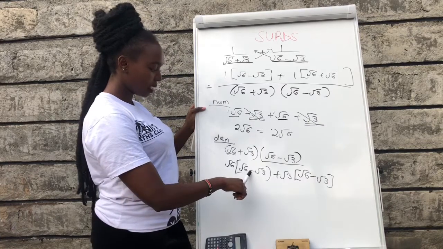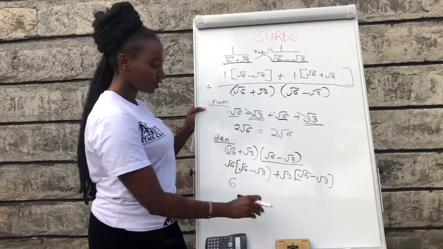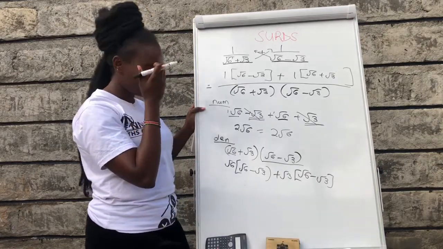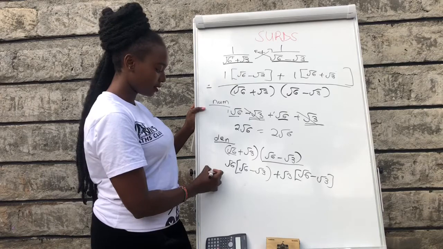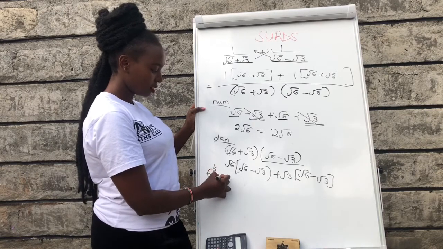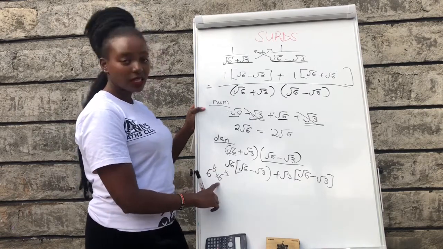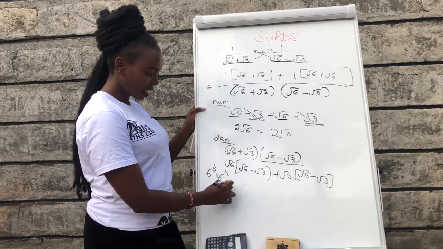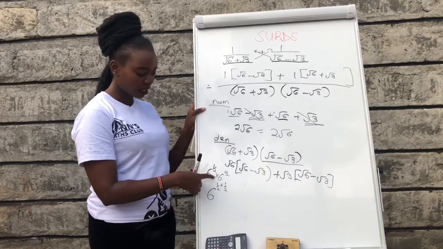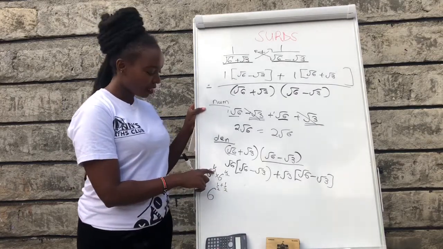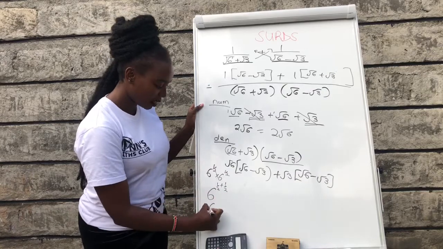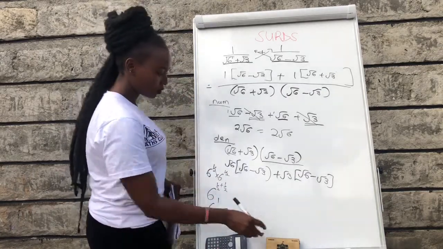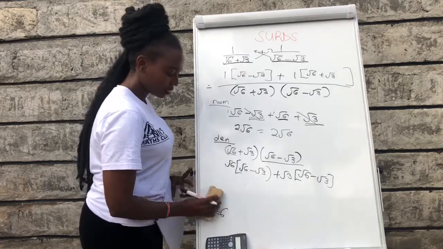So root 6 times root 6, this becomes 6. Let me just show you how it becomes 6, like how we had done yesterday. Root 6 is the same as 6 raised to a half times 6 raised to a half. So using the indices, since the bases are the same, it becomes 6 raised to a half plus a half. Since it's multiplication, we add the powers. So a half and a half becomes 6 raised to 1. So your answer is 6. That is how the 6 is coming about.